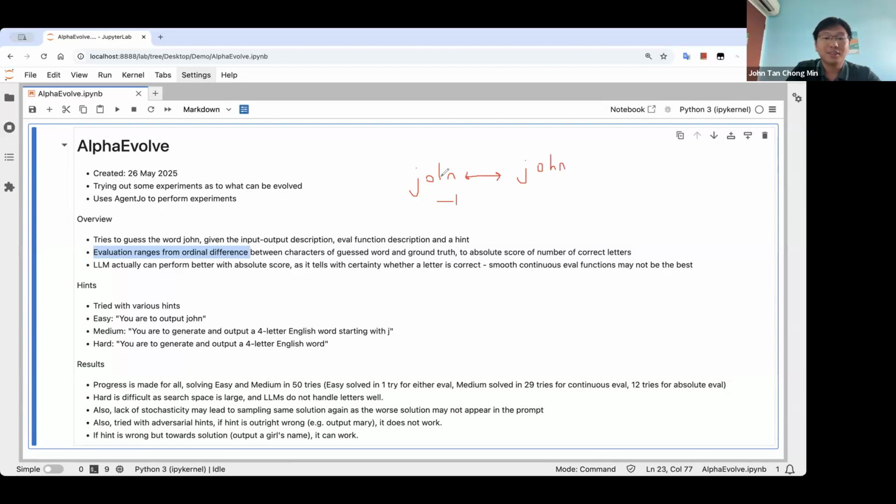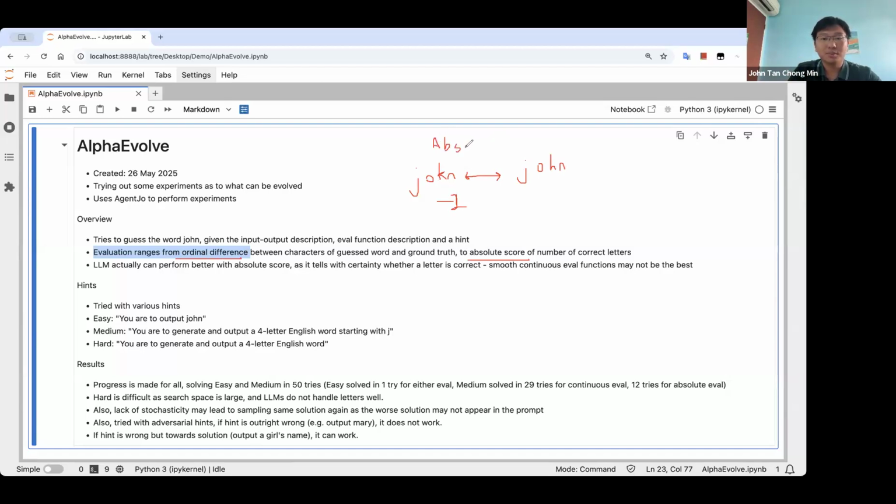If they have, what's before L? K. If they guess JOKN, then the evaluation score will give them -2. So that's the ordinal difference score. And the absolute score is basically the number of correct letters. So if you get JOKN, the absolute score will give you 3 because there are 3 letters correct.